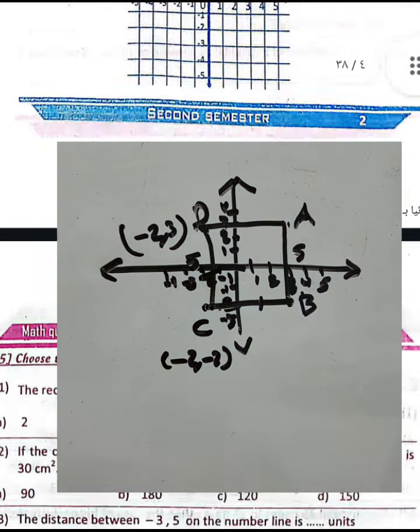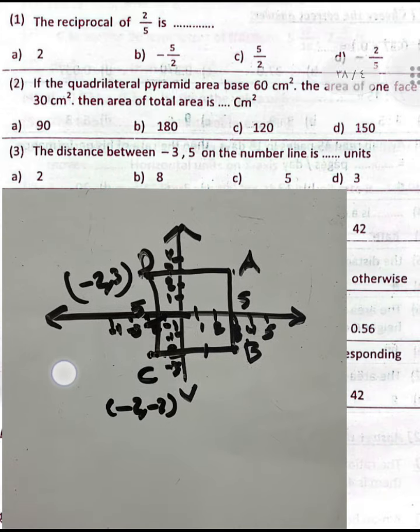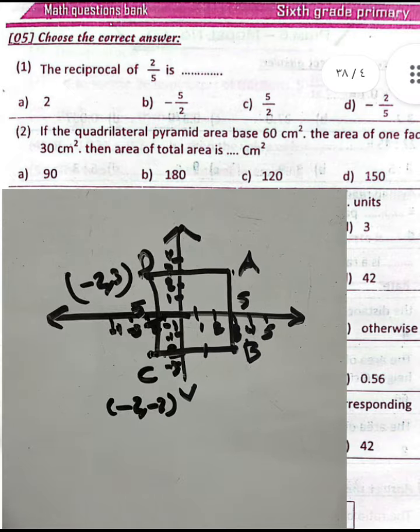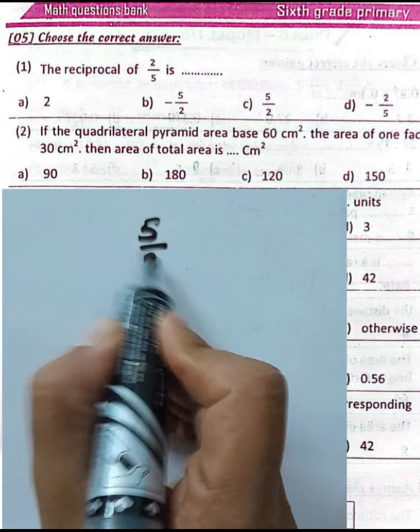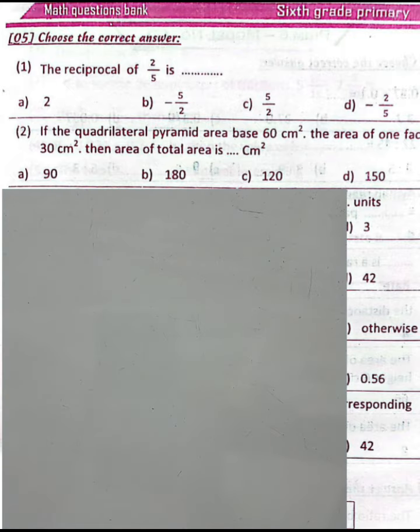Okay, it's the last question. Now we have question number 5 here. The reciprocal of 2 over 5 will be 5 over 2. Question number 1, choose 5 over 2, the reciprocal of 2 over 5.